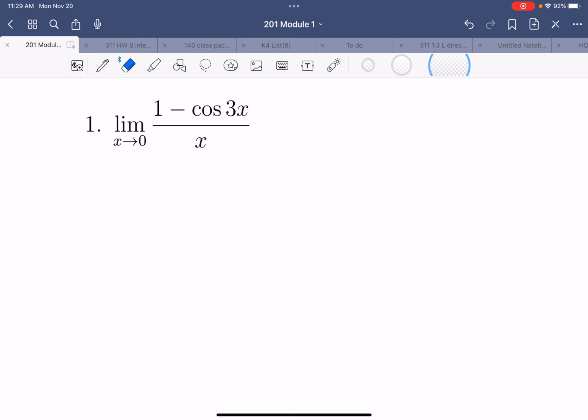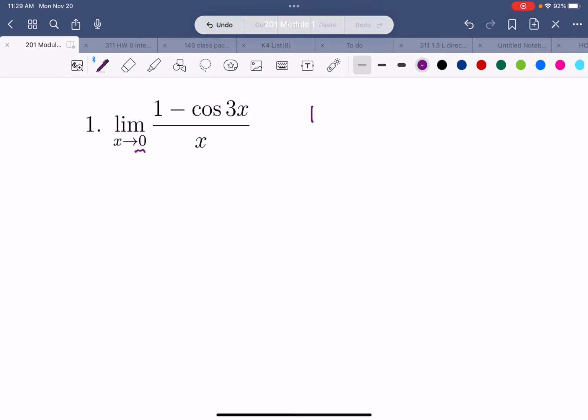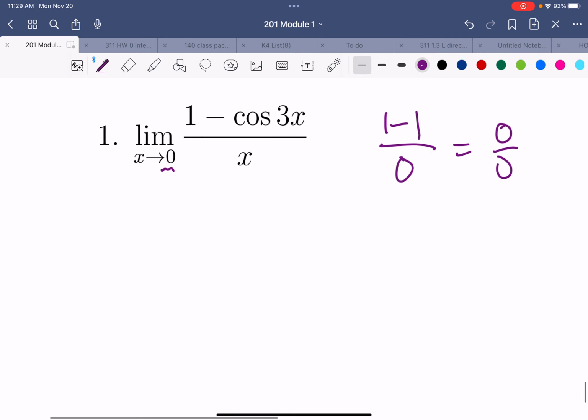So we have one that looks like (1 minus cosine 3x) over x. We know this should be 0 because this is a special limit from back in chapter 2, but we can use L'Hopital's rule here to show that that's true. If we plug in our 0, we get 1 minus 1 over 0, so that's 0 over 0. And that means that L'Hopital's rule is a candidate here.